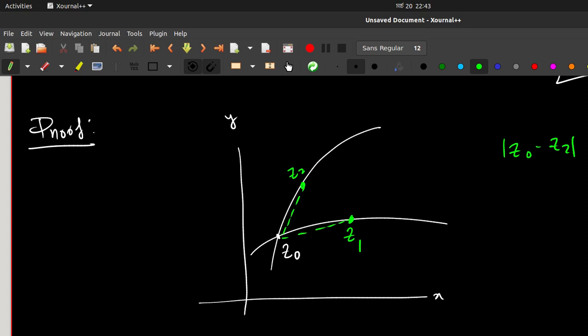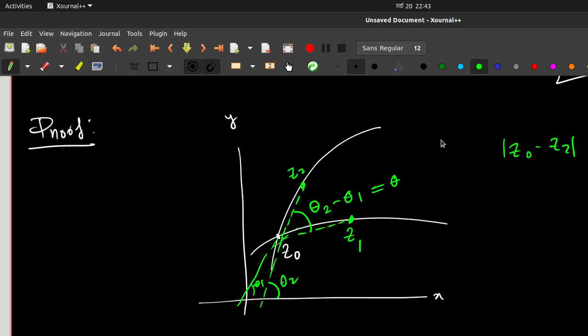Now we want to investigate what happens to this angle theta 2 minus theta 1. Why theta 2 minus theta 1? Well, you can see that this is theta 2, and even though this drawing is not very good, let's call this theta 1. These are the arguments of the two differentiable arcs, and we want to see what happens to this angle, so let's call it theta.